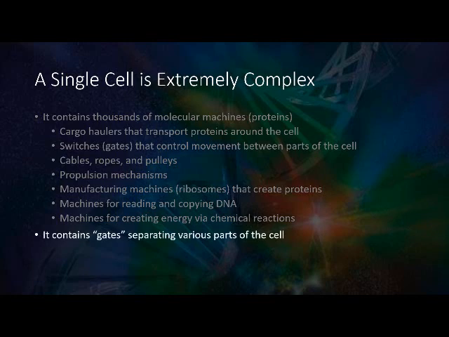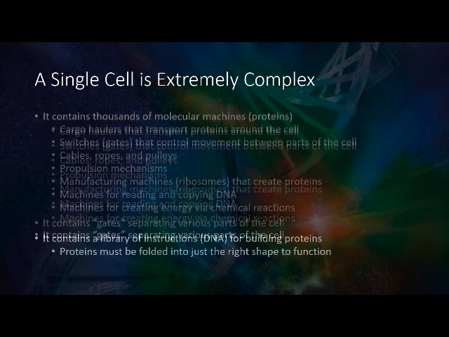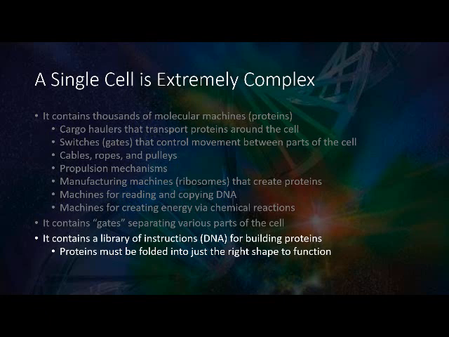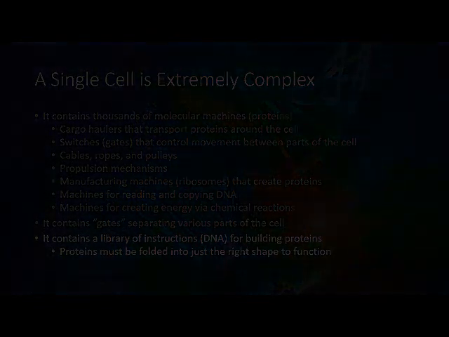And besides gates that separate the parts of a cell, there's a library of instructions we call DNA for building proteins. And that's exactly what it is. The proteins have to be assembled in the right string of amino acids, but they also have to be folded into just the right shape in order to perform their function.